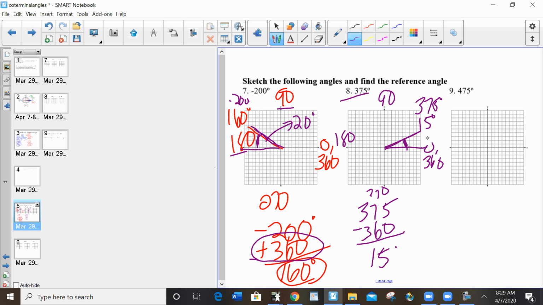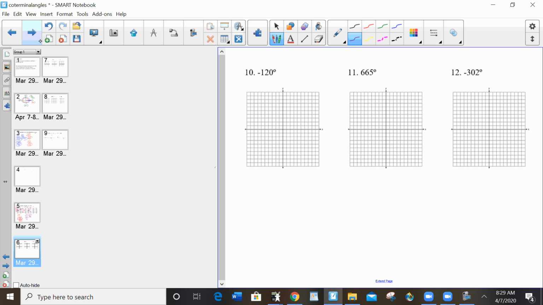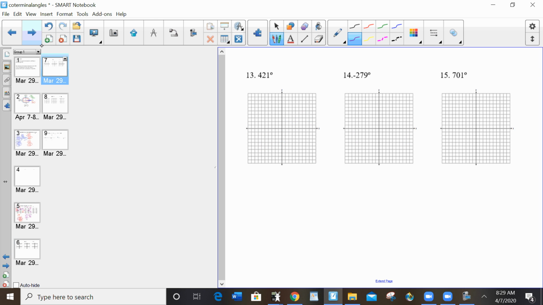15 minus 0 is 15. When you're in quadrant 1, the angle is the reference angle. Let's just do one more.